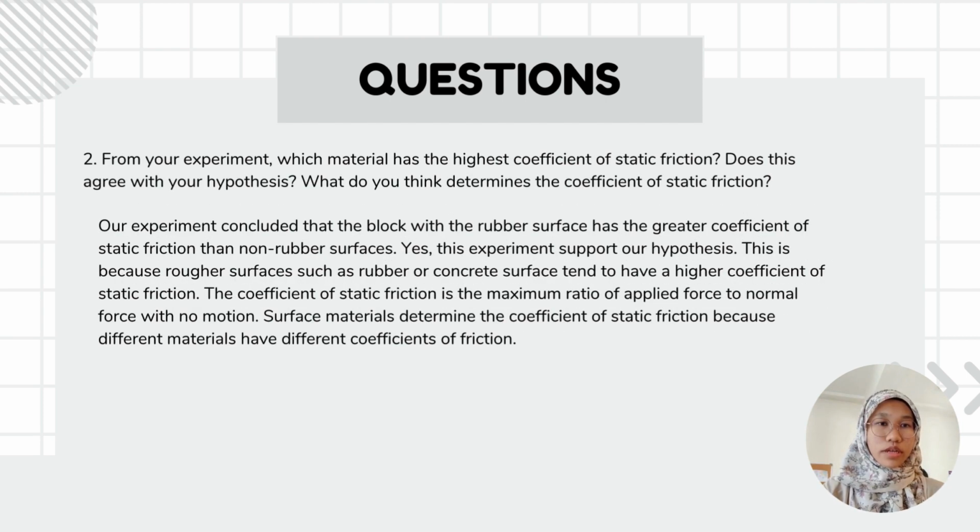Our experiment concluded that the block with the rubber surface has a greater coefficient of static friction than the non-rubber surface. Yes, the experiment supports our hypothesis. This is because rougher surfaces, such as rubber or concrete, tend to have a higher coefficient of static friction. The coefficient of static friction is the maximum ratio of applied force to normal force with no motion. Surface materials determine the coefficient of static friction because different materials have different coefficients of friction.